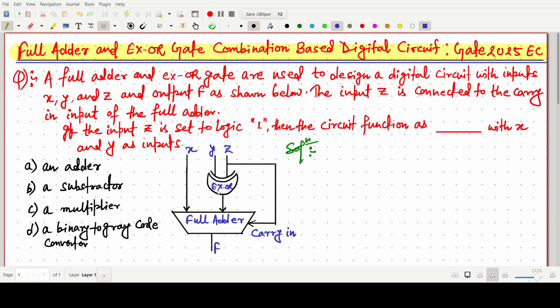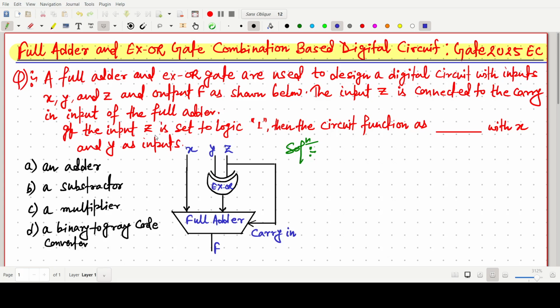So there is one XOR gate to which we give inputs Y and Z, and the input X is given directly to the full adder circuit. The input Z is connected to the carry in. So we are making this one the carry in input to the full adder.